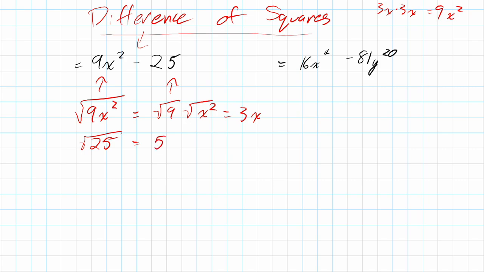Awesome. Once I have that, both those terms are the first and the second term in each bracket. So 3x is the first term in both. 5 is the second term. And the only thing we have to do is make sure we have a plus and a minus. And that's it. That's a difference of squares.